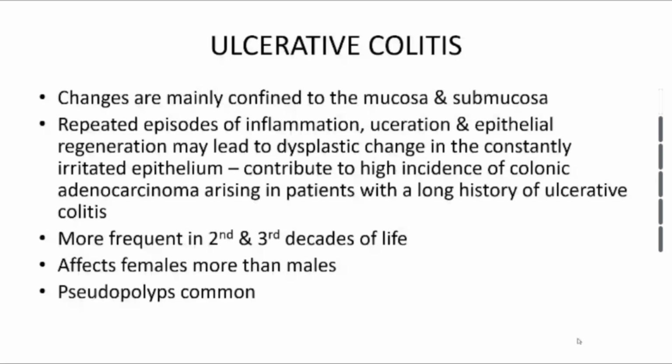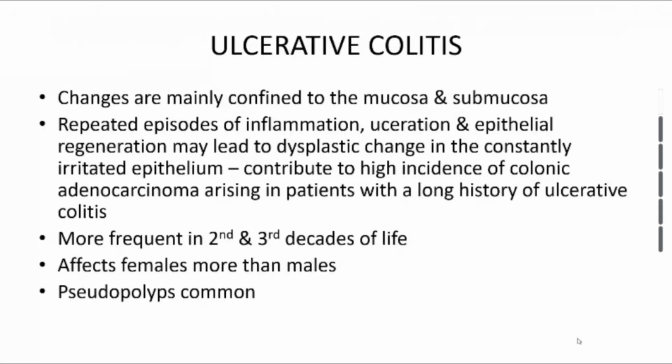So there will be repeated episodes of inflammation, ulceration, epithelial degeneration. They lead to dysplastic change in constantly irritated epithelium. So if it's not treated well, then those inflammations may be repeated, and so you end up with dysplasia. And this usually contributes to a high incidence of colonic adenocarcinoma arising in patients with a long history of ulcerative colitis. So people who have had ulcerative colitis for many years are at risk of developing adenocarcinoma of the colon.